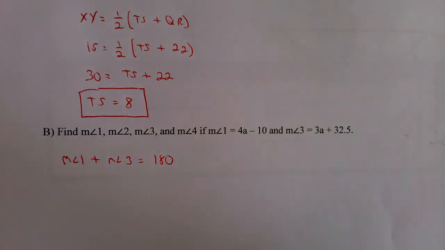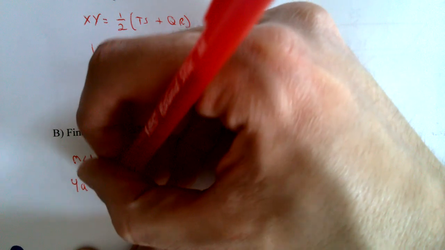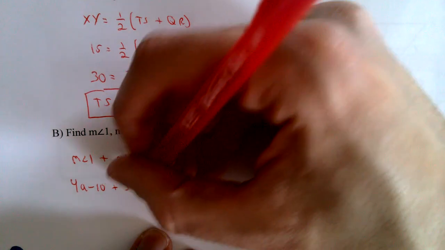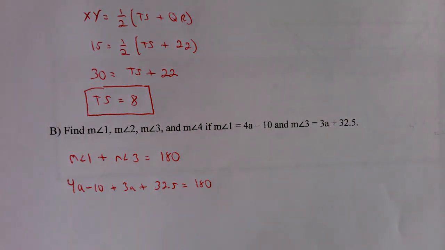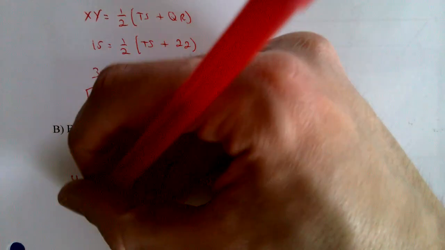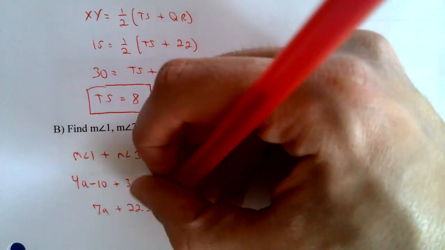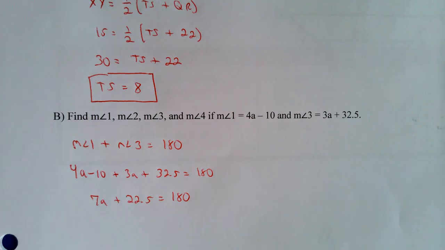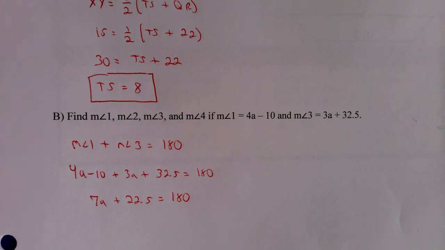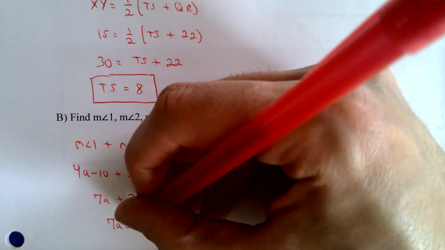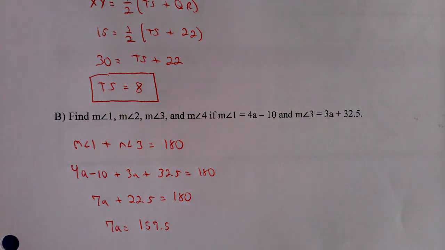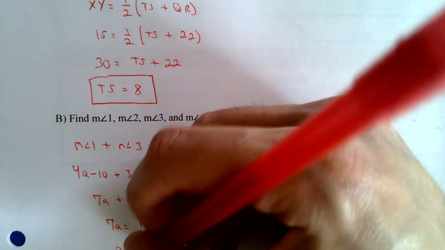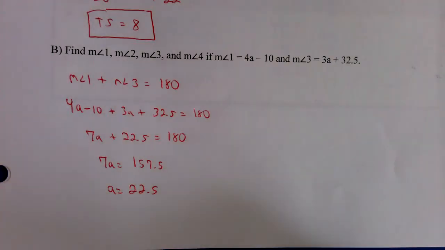So 4a minus 10 plus 3a plus 32.5 equals 180. Combine like terms: 7a plus 22.5 equals 180. Subtract 22.5 and you get 7a equals 157.5. Divide by 7. a equals 22.5. That's okay that it's a decimal. A lot of times people might think that's wrong, but that's right.